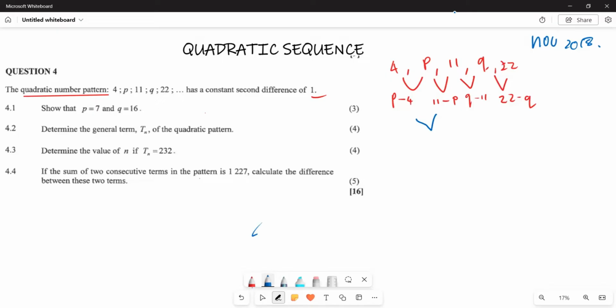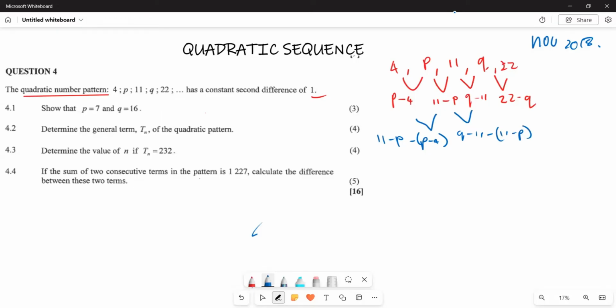Now let's look at this one. Your second difference is given as equal to 1. So what they mean here is that 11 subtract P, subtracting P subtract 4, is going to be equal to 1. Because if you come back here, your second difference is the same as Q subtract 11, subtract 11 subtract P.